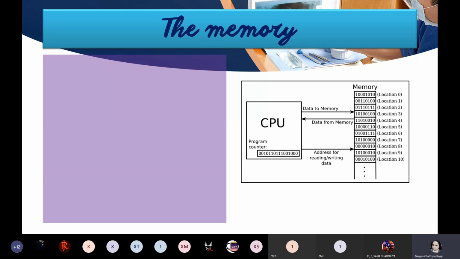Now you can see the program counter also stores the address of the next instruction which is to be executed. Everything is stored in RAM. The program counter performs a read operation, sending the address for reading or writing data. This address is being sent to the memory to fetch the actual data bits which correspond to the instruction.